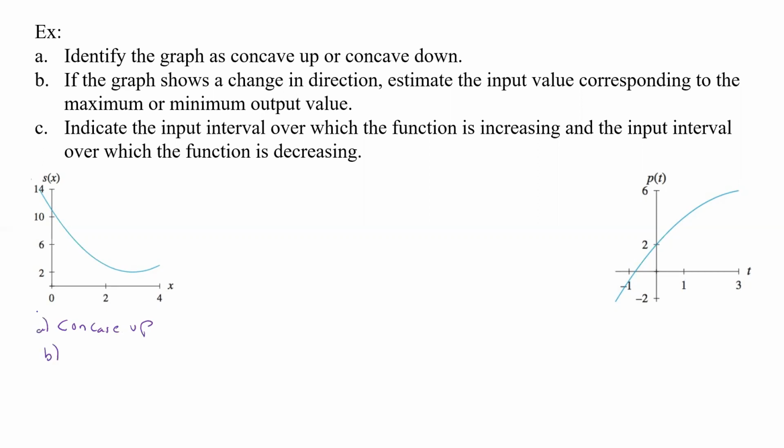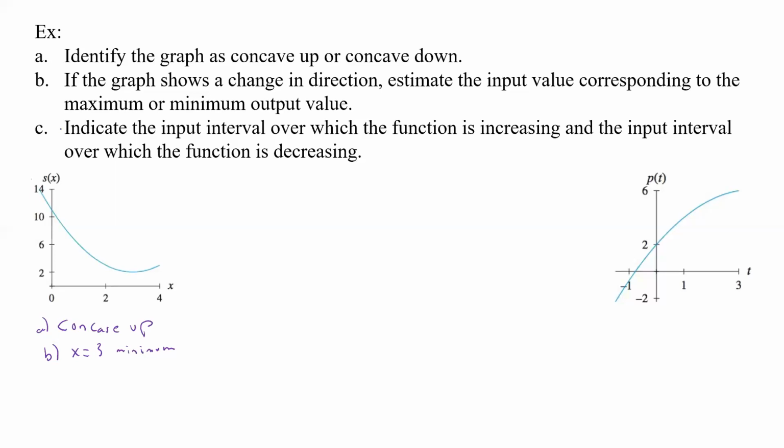What about part B? Do we have a change of direction? Well, yeah, we've gone down here, and then about right there, we've changed directions, and then we start going back up again. So we're supposed to estimate the input value corresponding to the minimum or maximum output value. Well, it looks like it's a minimum at probably x equals 3. So I'm going to say x equals 3 is the minimum.